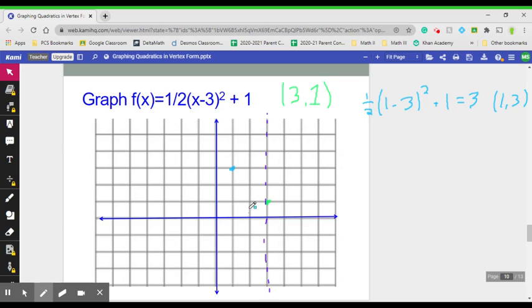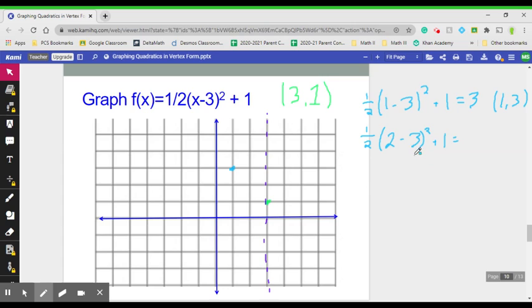And then we're going to do x equals 2 right next to our vertex. And so I'm going to do 1/2 times (2 minus 3) squared plus 1. And since there's a fraction involved here, you could put this right in your calculator, but we can do this just in our heads, I'm sure.